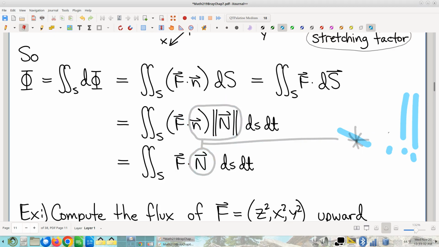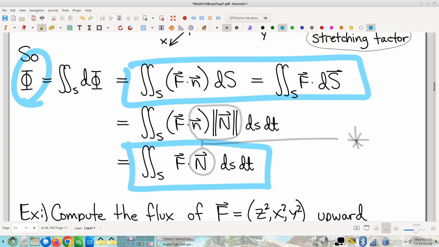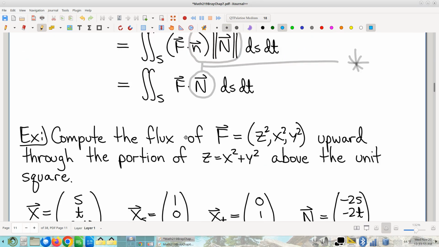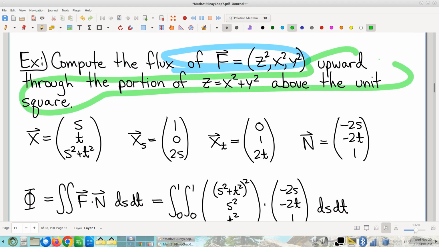Okay. All righty. So if you want to compute a flux, pick your favorite notation. Compute with this formula, which of course simply requires that you parameterize your surface, compute the capital N, and plug and chug. Okay, so off we go. All right, here is a flux calculation, and we want to compute the flux of this vector field over that surface.